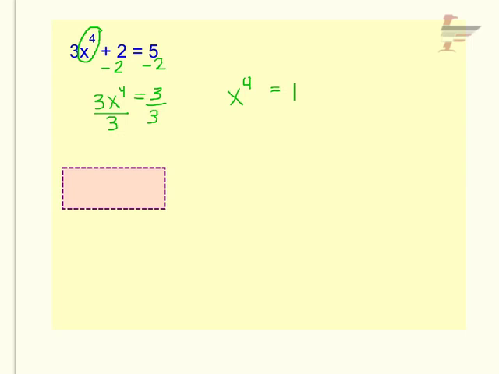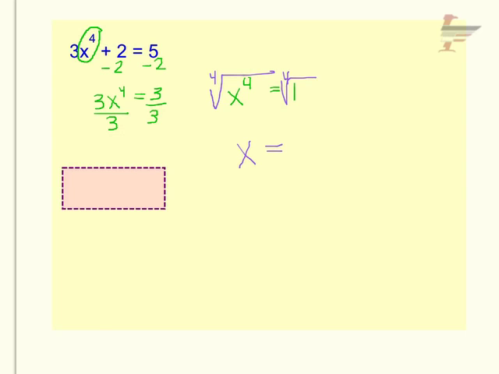Now if that was x squared equals 1, we would square root both sides. Because it's x to the 4th, whatever this power is, to undo that, we're going to take that same root. So to undo an x to the 4th, I'm going to take a 4th root, because the 4th root cancels out the 4th power. We do need to take the 4th root of the other side also. So the 4th root cancels the 4th power, so we're left with x.